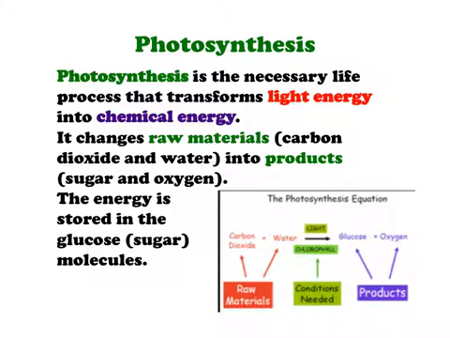Glucose is the chemical energy. So it takes the raw materials, everything to the left of the arrow. That's the carbon dioxide and water, and stores it in what it makes, the product. These are the products, glucose and oxygen. Glucose is the sugar or the food that it makes, and oxygen is the byproduct or the waste that humans or other organisms take in.